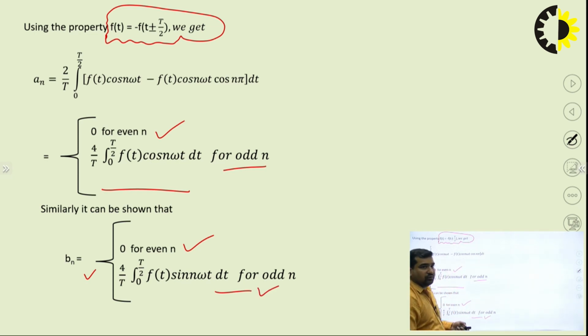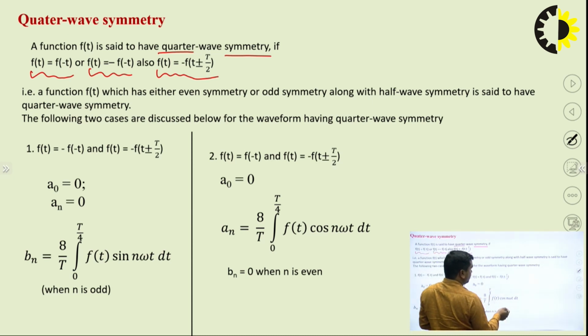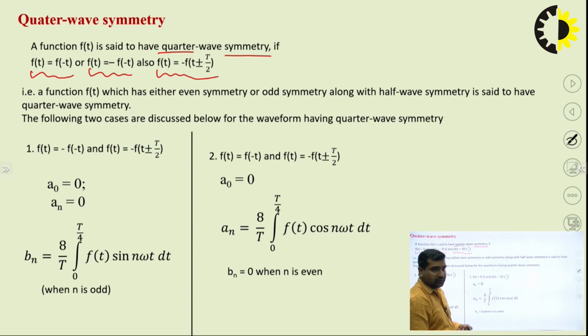So these are the values of the Fourier series coefficients for various symmetrical and non-symmetrical systems. Quarter wave symmetry: f(t) is said to have quarter wave symmetry if f(t) equals f(-t), or f(t) equals -f(-t), and also f(t) equals -f(t ± T/2). So a function which has either even symmetry or odd symmetry along with half wave symmetry is said to have quarter wave symmetry.